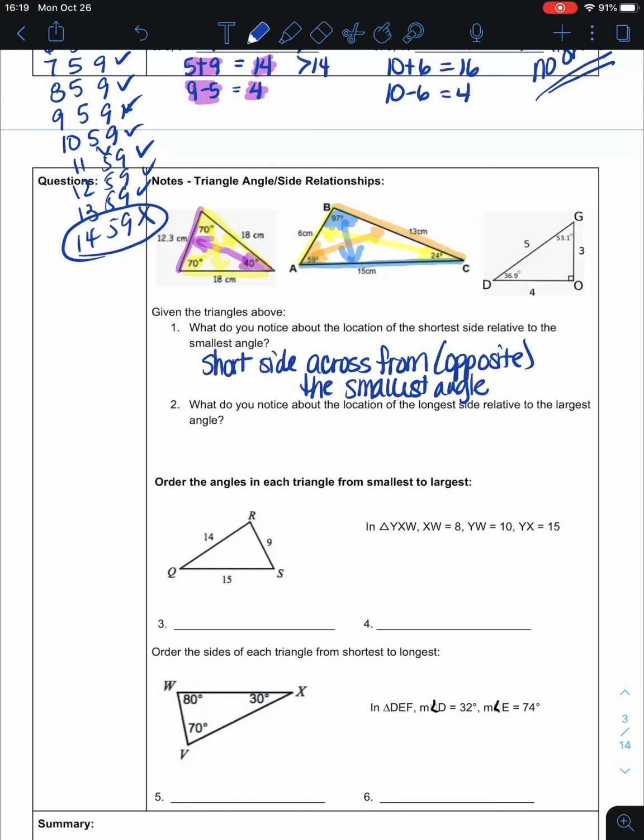And then what we also noticed, remember, your medium side was across from your medium angle and your large side was across from your large angle. And so we know that our long side is opposite, or across from, the largest angle. And that makes sense because the angle has to open up wide. You have to draw a longer line to attach the ends of them.